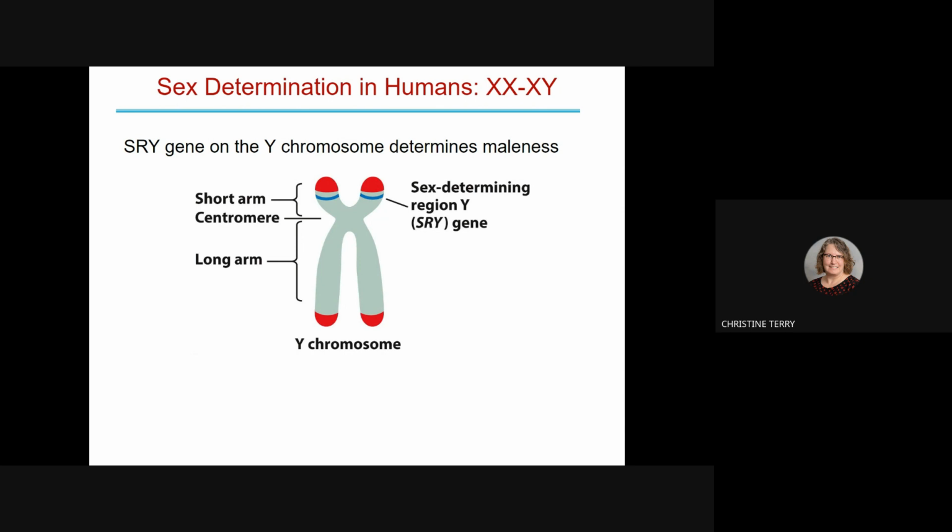Now, it makes sense. If we have two X chromosomes, they're going to be homologous, right? When you have an X and a Y chromosome, they don't look very much the same at all. But the ends of these short arms and the ends of the Y chromosomes are regions of the Y chromosome that have homology to the ends of the arms of the X chromosome.